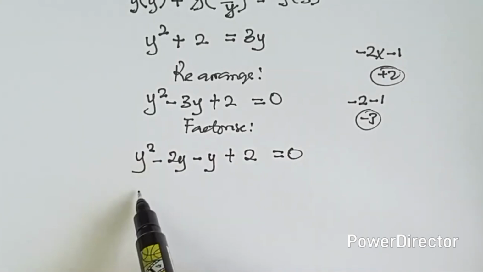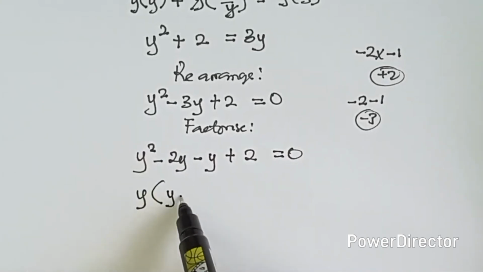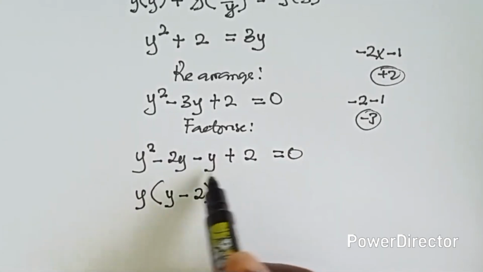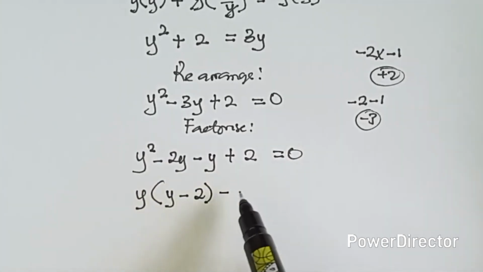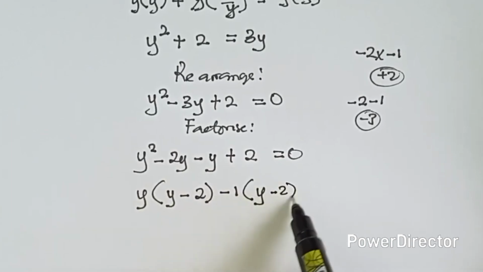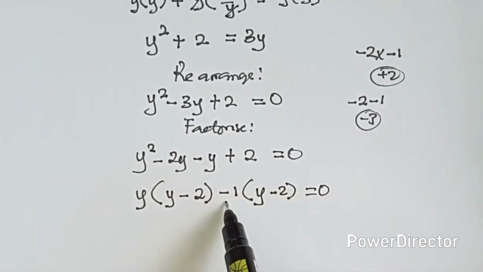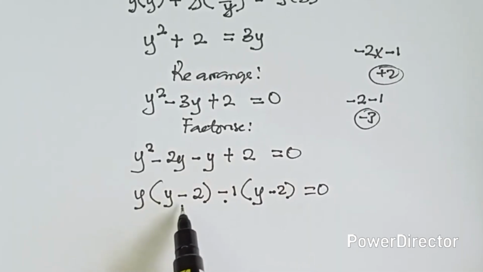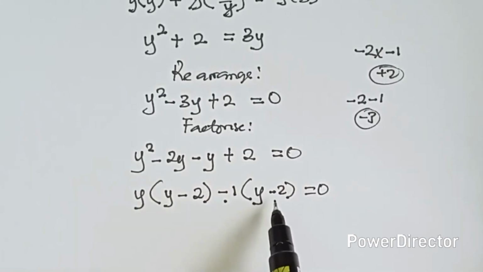For the first two terms, y is common, we write it out. Then we have y left here, and here we have minus 2. Now for this minus y plus 2, what is common is minus 1. Minus 1 is common. Then we have y, and we have minus 2, because minus 1 times minus 2 will give us plus 2. And whatever you have in this bracket is what you should have in this bracket.